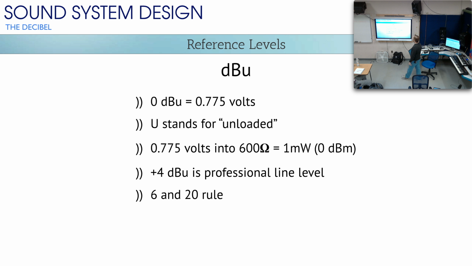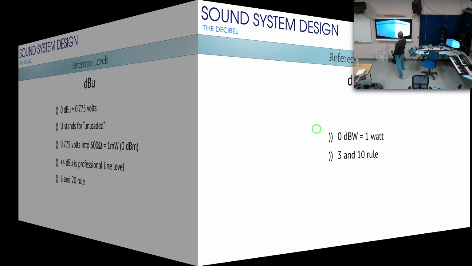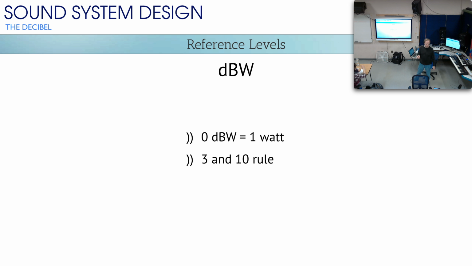Okay? All right, so another one, dBW, dB with a big W. In this case, 0 dBW equals 1 watt. So if you see something that says 10 dBW, that means this power level is 10 dB more than 1 watt.